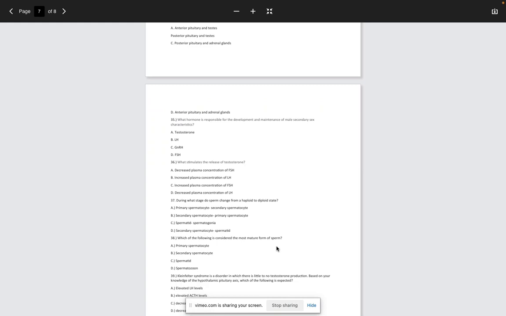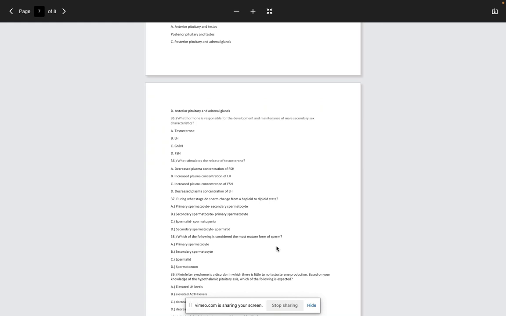During what stage do sperm change from a haploid to a diploid state? Or sorry, from a diploid to a haploid state. Yep, or secondary spermatocyte, right? It's from that primary to that secondary spermatocyte change.